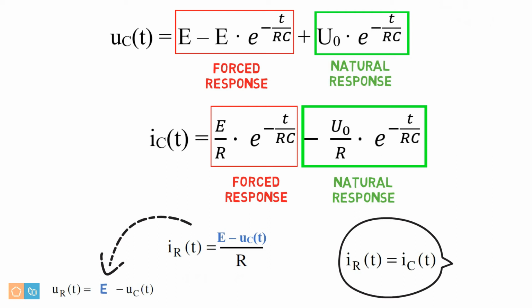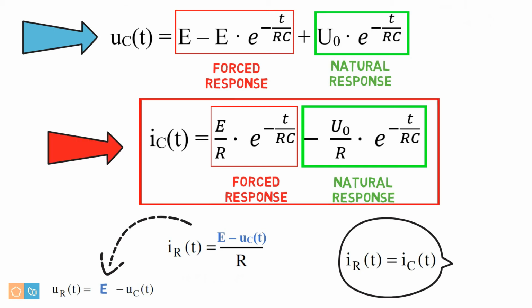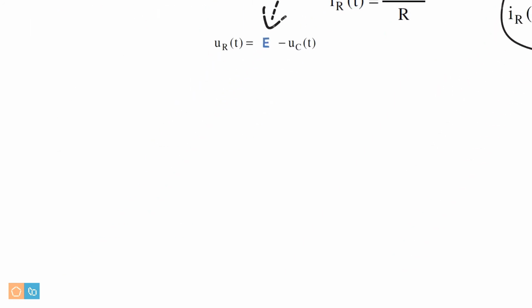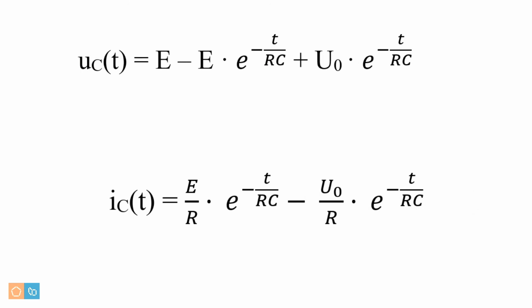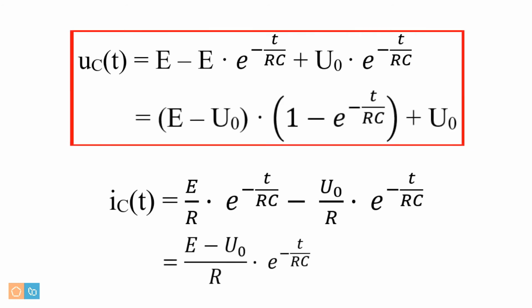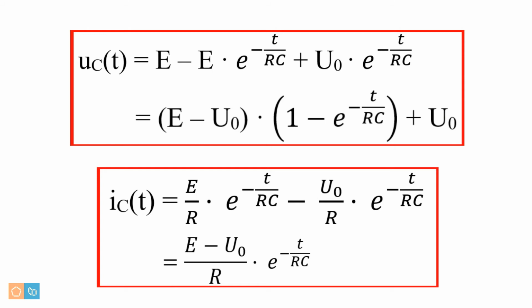Ultimately, by replacing UC with the equation we saw above, this one, we get our final expression, which is this one. Cutting things short, these are the equations that translate the total response of a first-order RC circuit, which we can rewrite as follows. But now, let's analyze the graphic representations of these expressions.